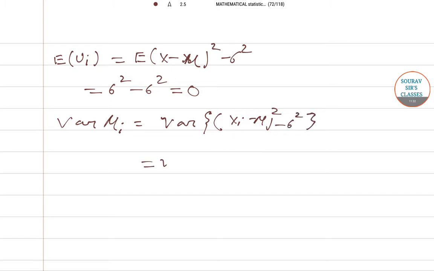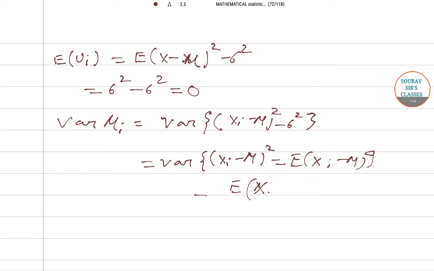So variance of ui will be variance of (xi minus mu) whole square minus sigma square, which is equal to variance of (xi minus mu) whole square, equals expectation of (xi minus mu) to the power 4 minus expectation of (xi minus mu) whole square, whole square, equals sigma to the power 4 plus 1 minus sigma to the power 5.